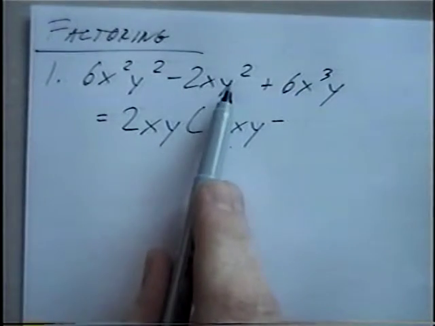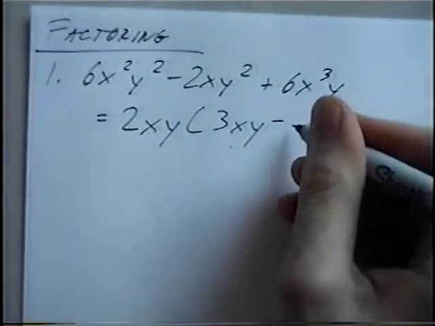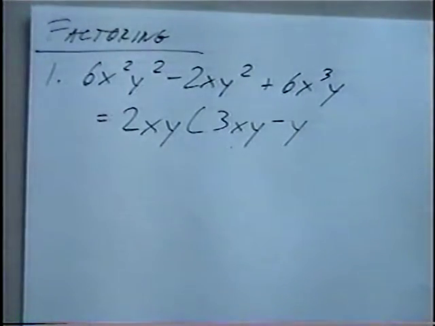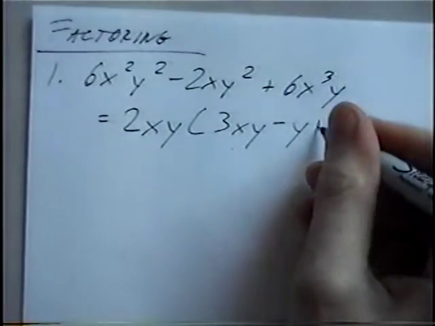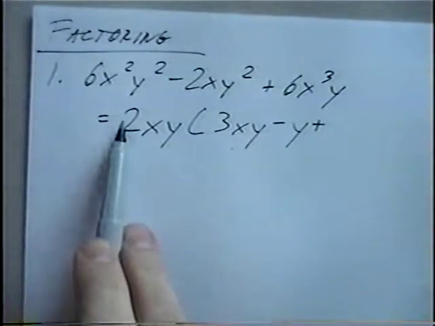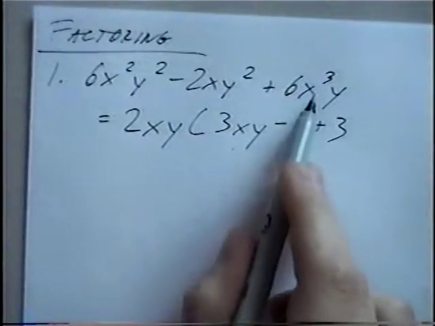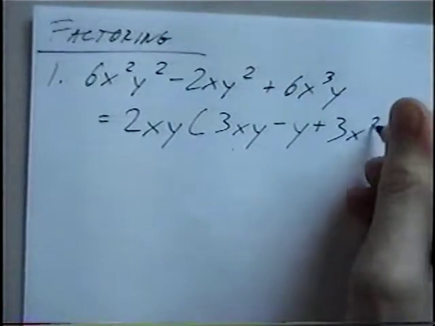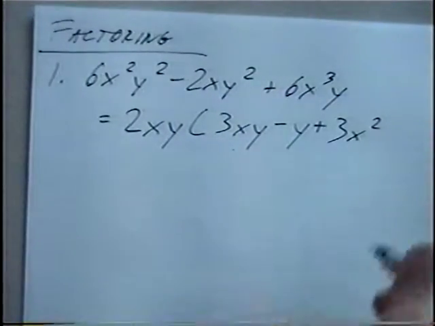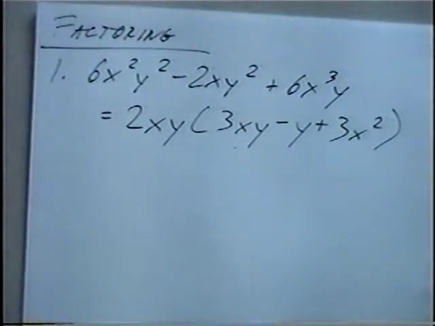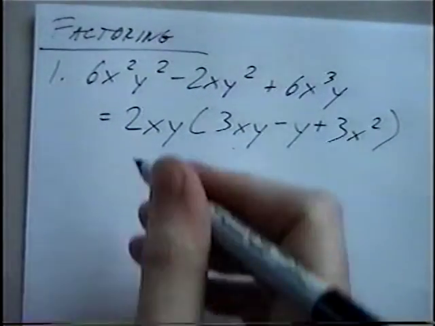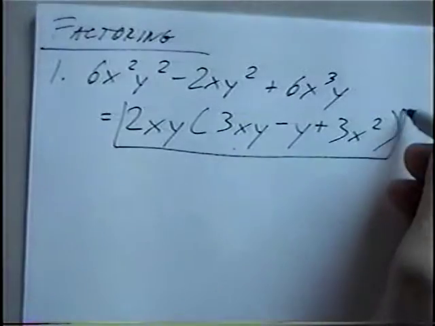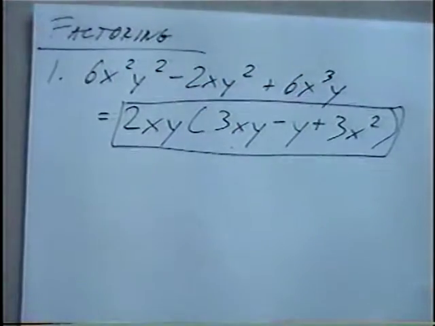Take the x away. There's 2 y's. We'll factor out a y. So our second term is just minus y. And then 6 divided by 2 would be 3. Take an x away, it's x squared. Factor out the y, and it's just 3x squared. So your final answer in factored form is 2xy, parentheses 3xy, minus y, plus 3x squared.